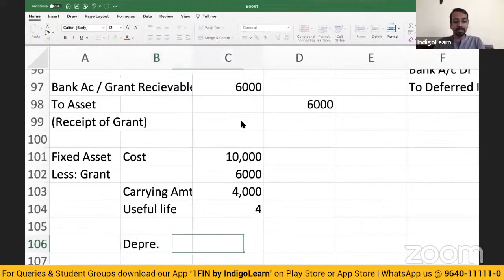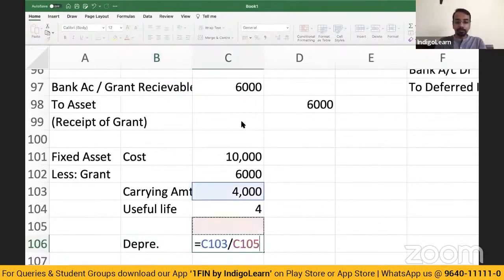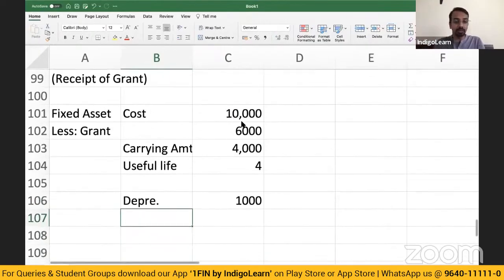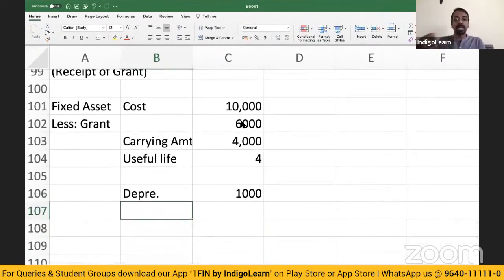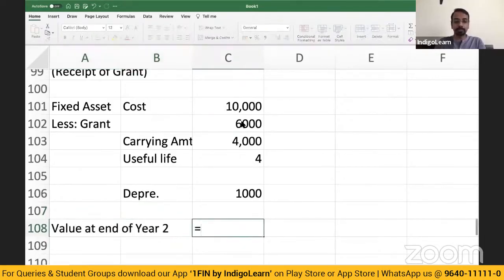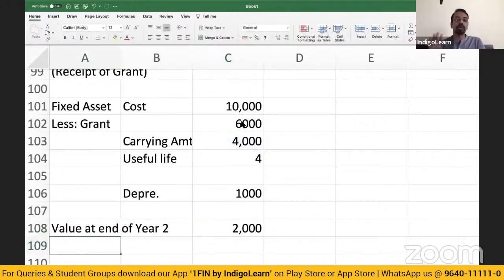Depreciation will be 4,000 by 4, 1,000. Every year you will charge depreciation of 1,000. So year 1 depreciation of 1,000, year 2 depreciation of 1,000. Let us say value at the end of year 2 is 4,000 minus 1,000 minus 1,000, 2,000. Okay. Value at the end of year 2 is 2,000 after charging 2 years of depreciation.